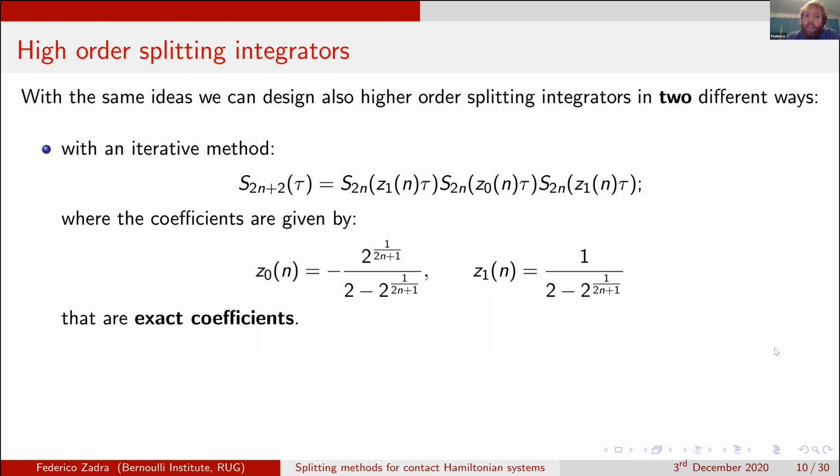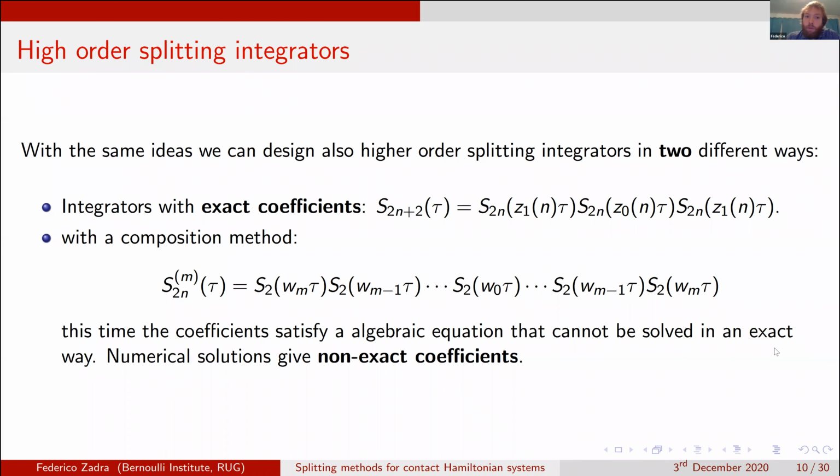The second way is a composition method, in which we define the integrator of order 2n directly by the application of the second order integrator. In this case, unfortunately, the coefficients that are involved are not exact, since the algebraic equations that give them are not solvable. For this reason, we need numerical methods also to solve these algebraic equations.